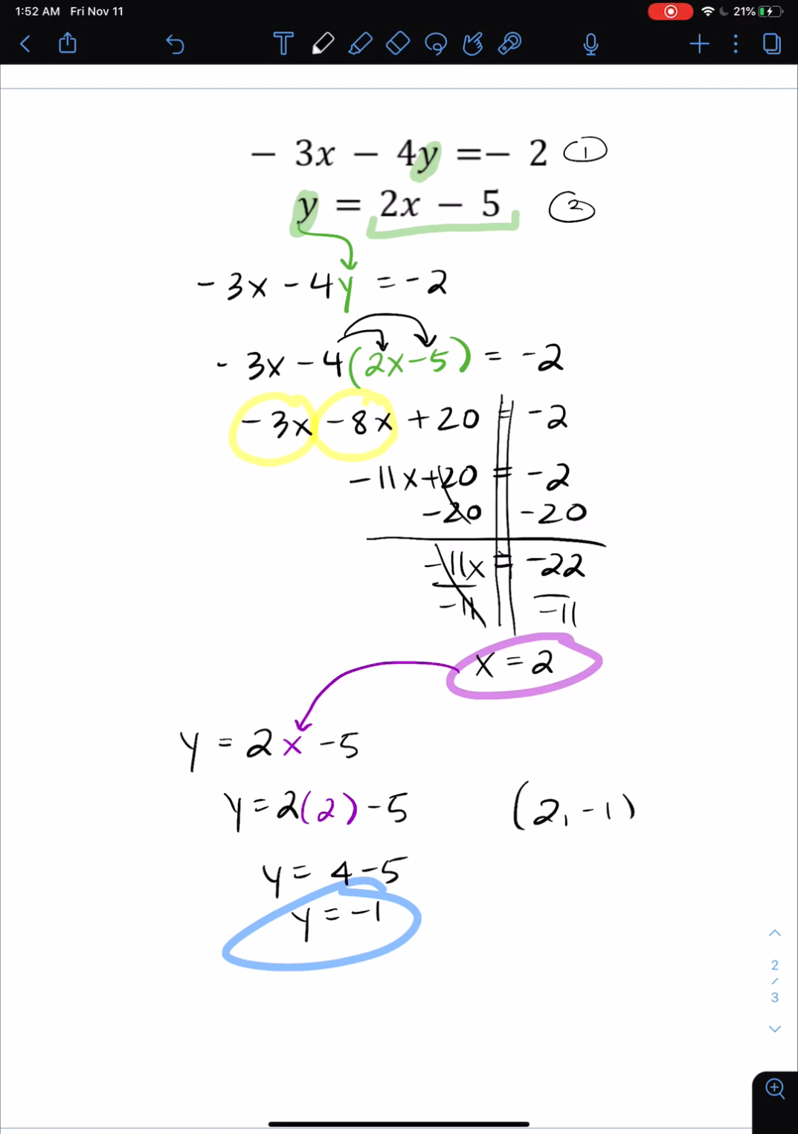But you can see here that if I had graphed both of these lines, the solution on the graph would be at the point 2 comma negative 1.